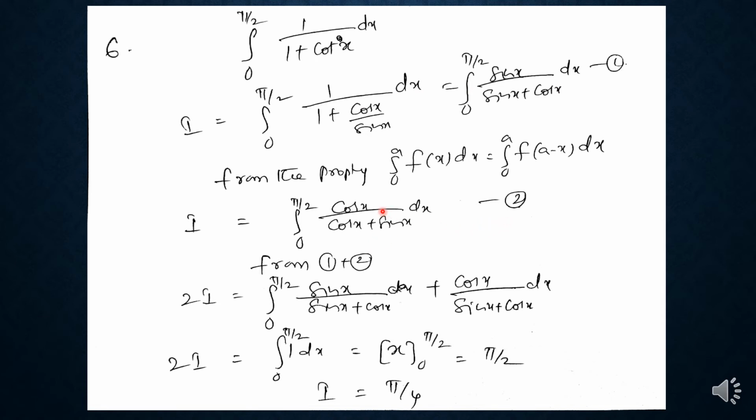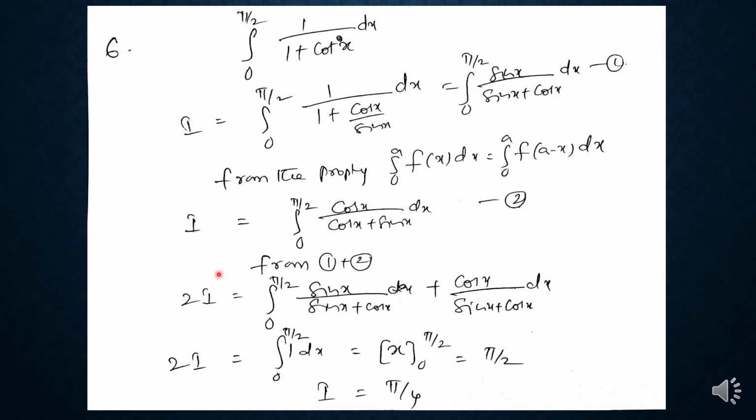Now by adding 1 and 2 equations, first equation is I is equal to integral 0 to pi by 2 sin x by sin x plus cos x dx, and the second equation is I is equal to integral 0 to pi by 2 cos x by cos x plus sin x dx. Now by adding these two equations, we will get I plus I is equal to 2I, that is equal to integral 0 to pi by 2 sin x by sin x plus cos x dx plus integral 0 to pi by 2 cos x by cos x plus sin x dx.